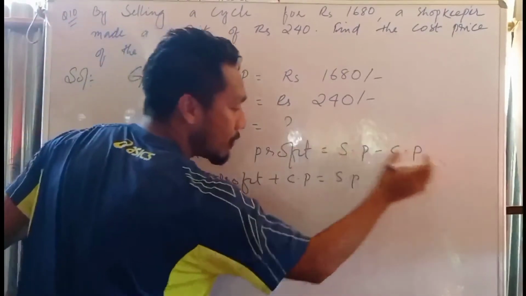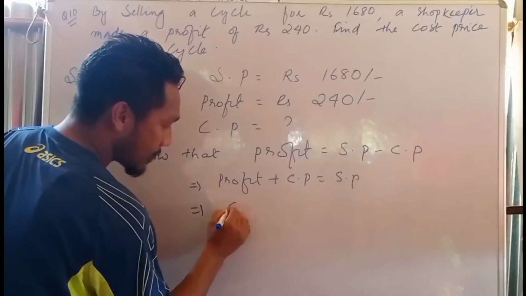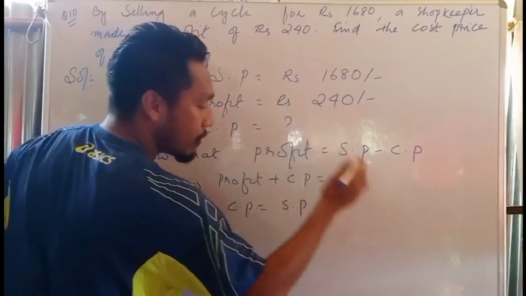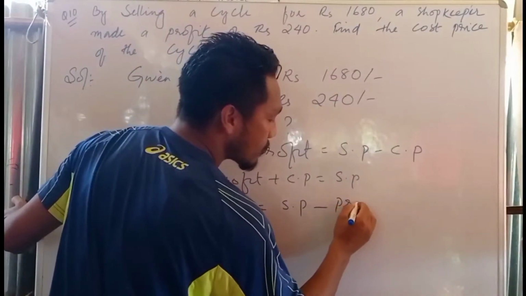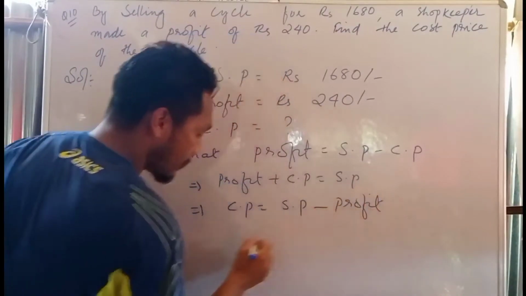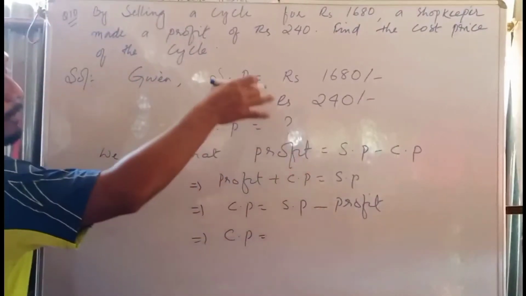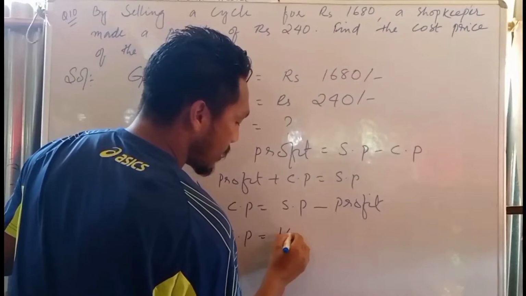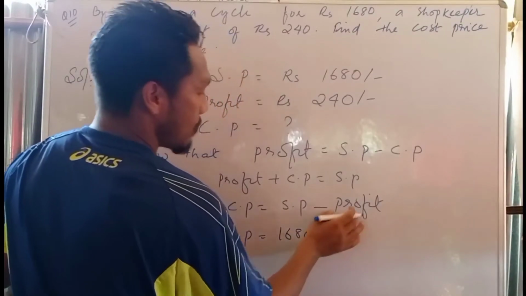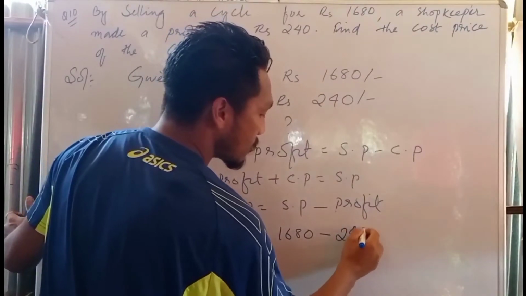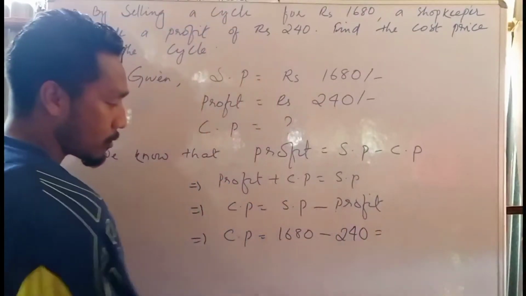Now profit I will move this side, so CP will remain, and then SP is equal to profit. If I move this side, it becomes minus profit. Now we have to find the CP, the cost price. SP is given as 1680, minus profit, given as 240. So subtract these two numbers.